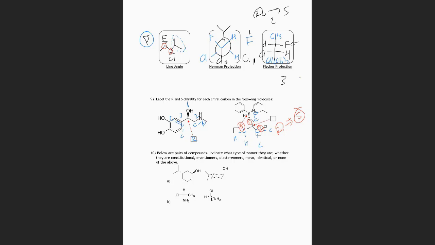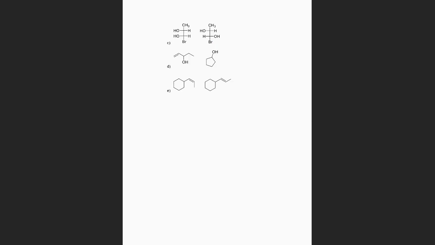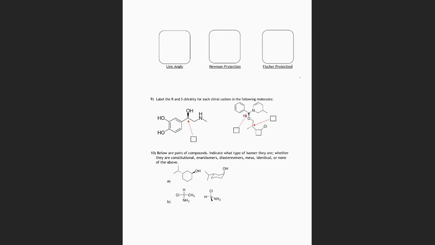Okay, so now our last question is we have pairs of compounds. We need to figure out what type of isomer they are. So we have constitutional, enantiomers, diastereomers, meso, identical, or none of the above. Okay, so I'm going to give you guys a second just to look at A and tell me what type of isomer it is. Okay, so we have one answer for A is identical.